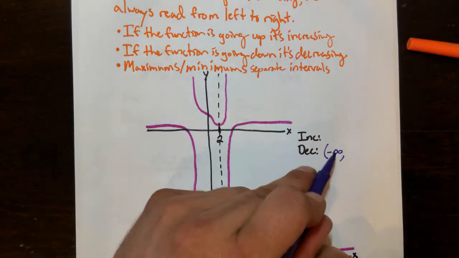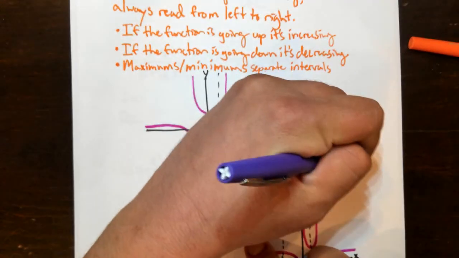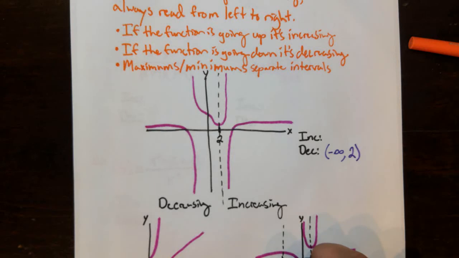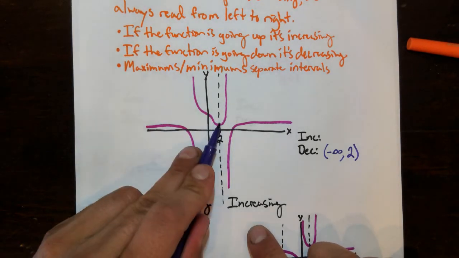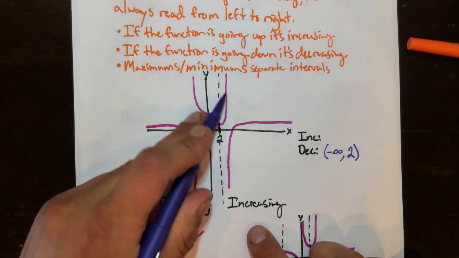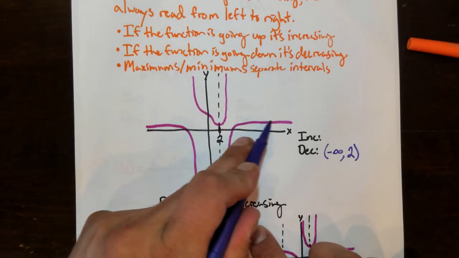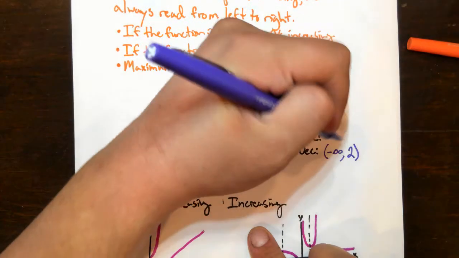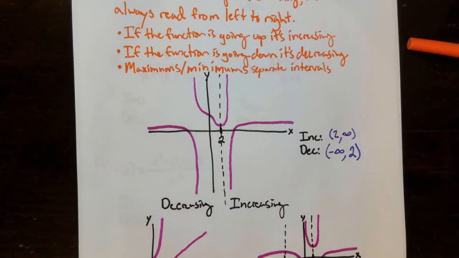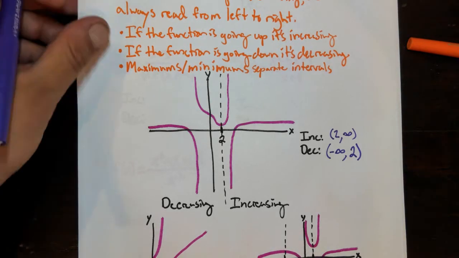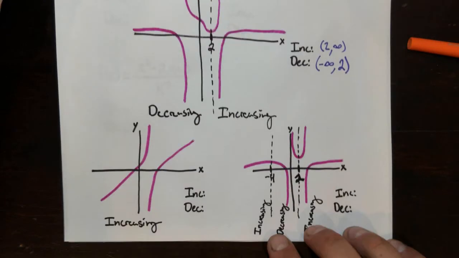So it decreases from negative infinity to 2. And then when is it increasing? Well, right after that, at 2, it starts increasing again, and it increases towards infinity. So it increases from 2 to infinity. So that's how we're going to write that. Let's look at a couple more examples here.